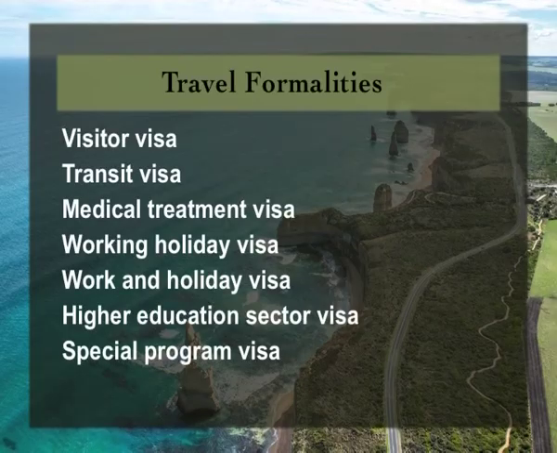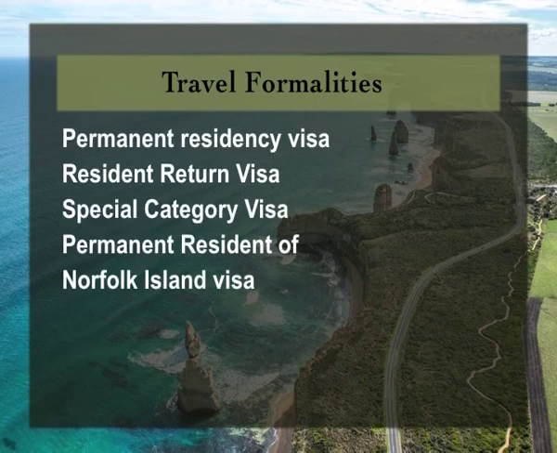Following are some important types of visa issued by Australian embassies based on the purpose of visit: visitor visa, transit visa, medical treatment visa, working holiday visa, work and holiday visa, higher education sector visa, special program visa, permanent residency visa, resident return visa, special category visa and permanent resident of Norfolk Island visa.